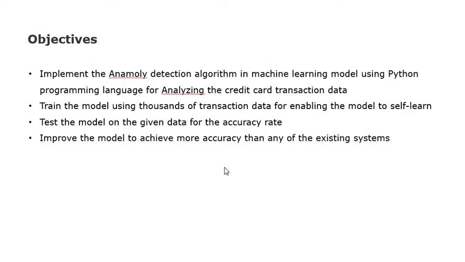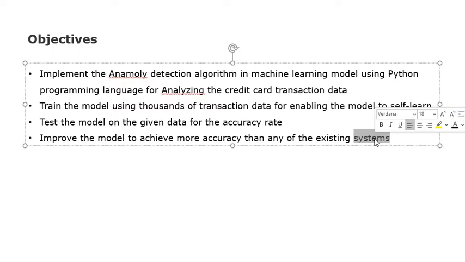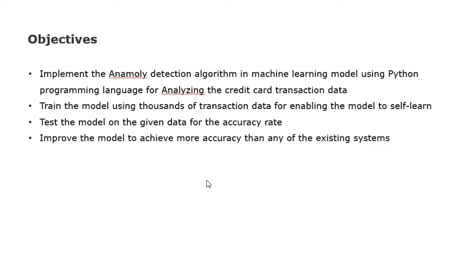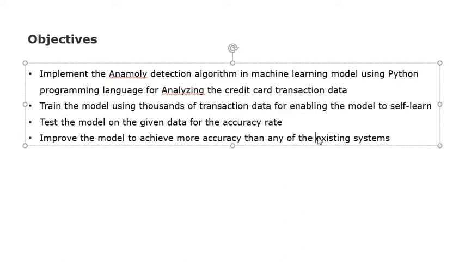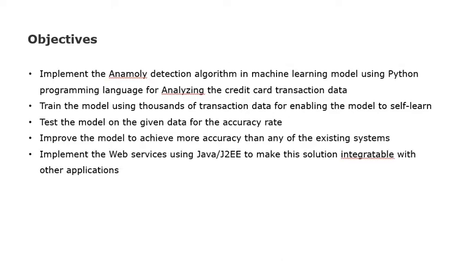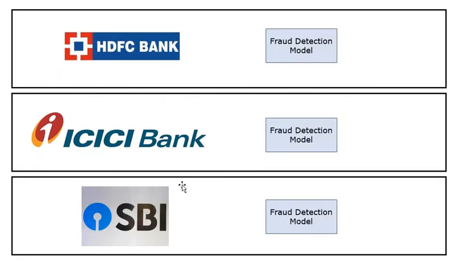That is because we are not the first person to solve this credit card transaction problem. There are numerous solutions already available. So if you want to propose a new solution, obviously you need to prove that it's better than the existing solution, so the accuracy should be way better than the existing systems. The next objective is to implement the web services using Java and J2EE, so that the solution should be integratable with existing applications.